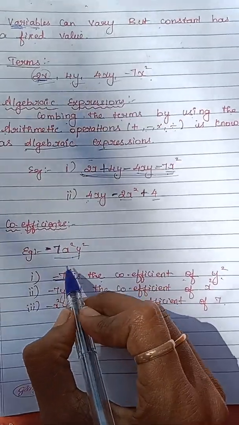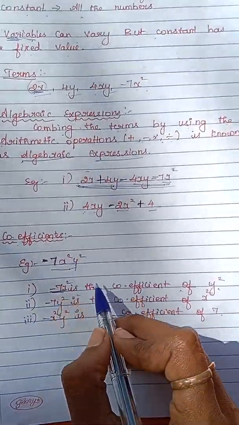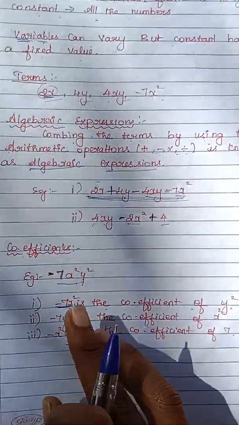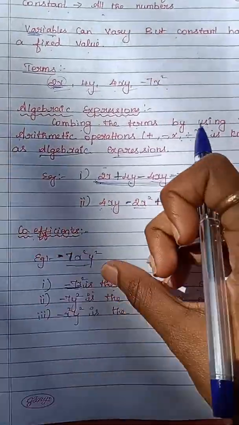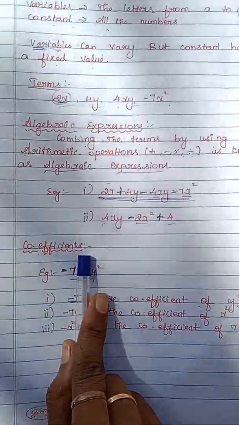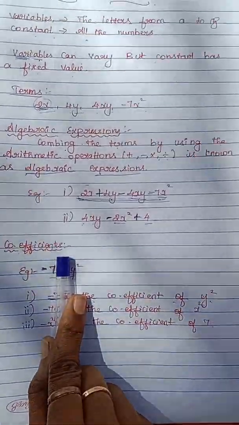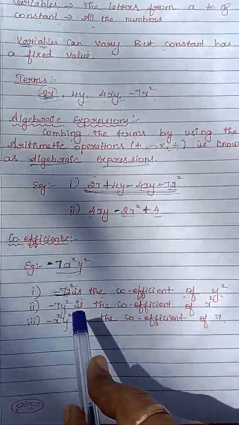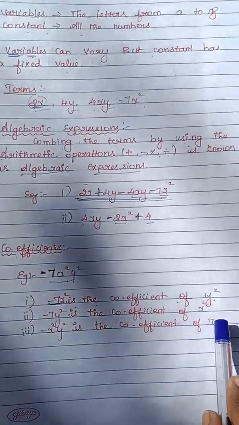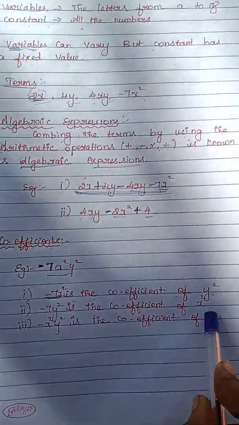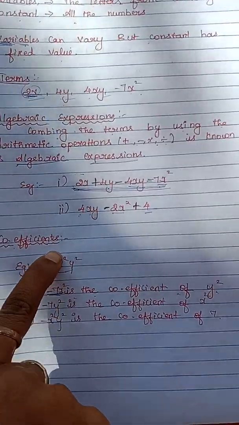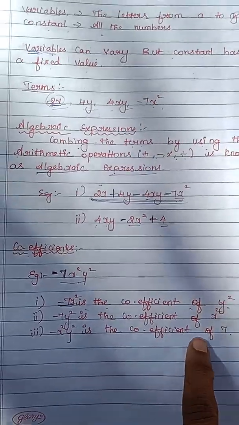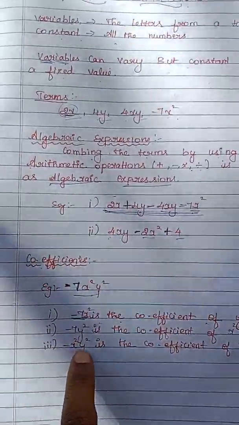In the same way, what is the coefficient of x square? If they ask the coefficient of x square, you have to hide that x square alone in the algebraic expression and see what remains. Minus 7 is there and y square is there. So the coefficient of x square is minus 7 y square. Like that, what is the coefficient of 7 here? They didn't ask minus 7, they asked only 7. So you write the remaining things, minus x square y square. So the coefficient of 7 is minus x square y square.